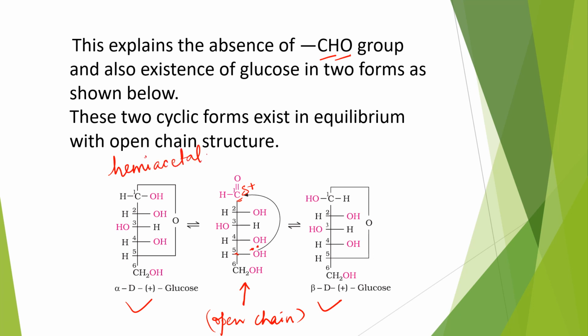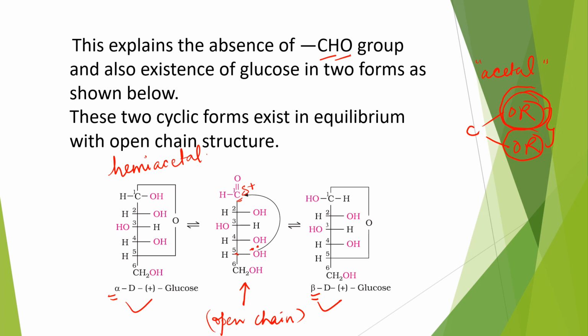Hemiacetal. So what are acetals? Acetals are those compounds in which the carbon atom is attached to two alkoxy OR groups. That is, this is the acetal. But what is hemiacetal? When it contains only one OR group, that is hemiacetal. Now we have to remember an important thing: what is the alpha form of glucose and what is the beta form of glucose, which we will remember from this particular structure only.